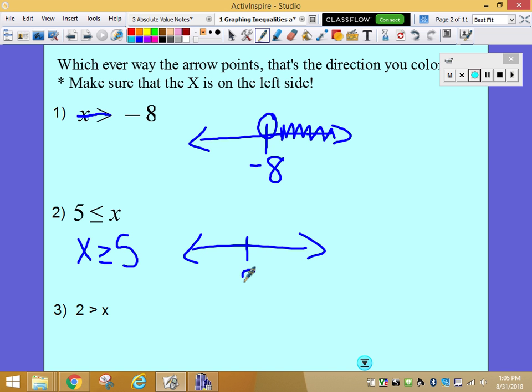It is at the number 5. We're going to draw a circle. Should I shade my circle in? Yes, because it has this line under it, that means I'm going to shade in my circle. And then to figure out which way to shade, I make it an arrow, and it points to the right, which means I'm going to shade to the right. All right, let's do another one.